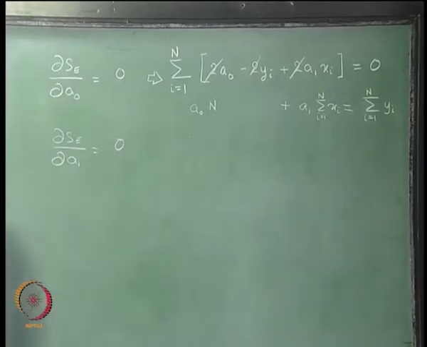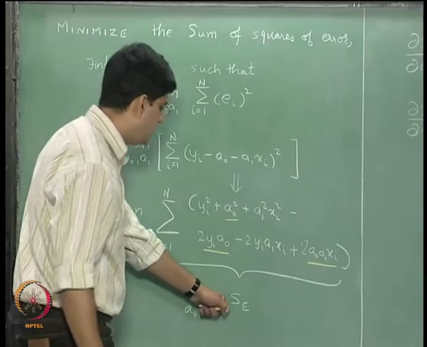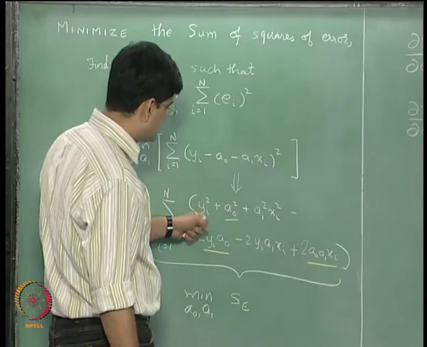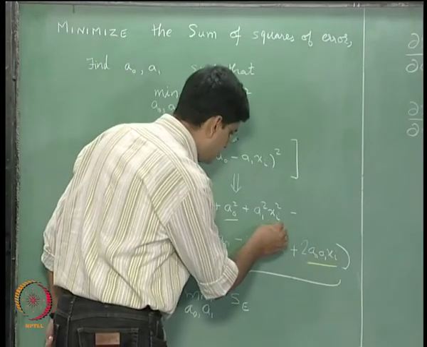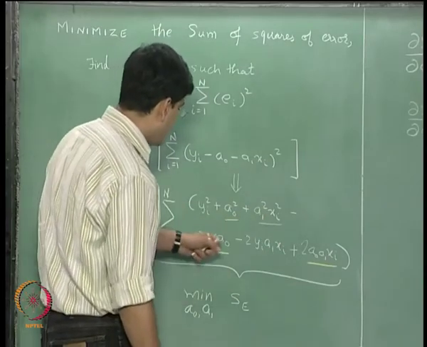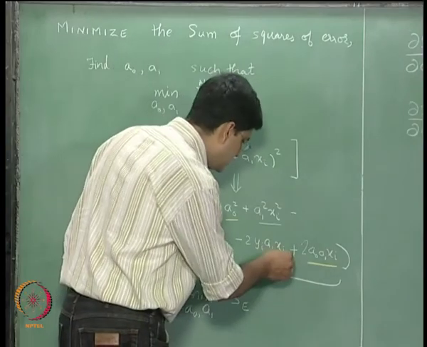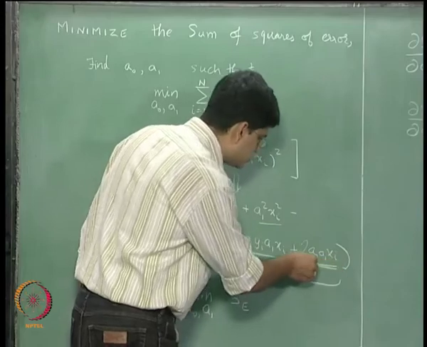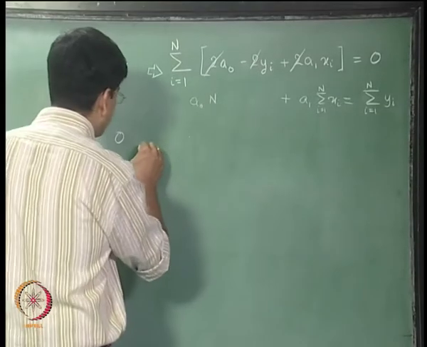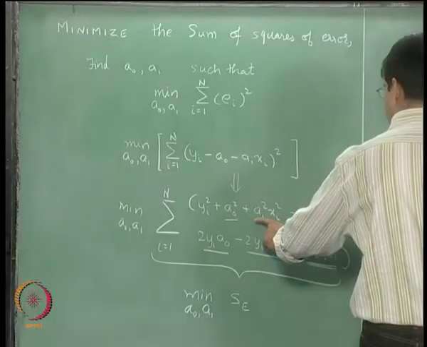Now, let us look at the second equation. The second equation is obtained by differentiating SE with respect to a1. Again, this particular term is going to vanish. This will be retained, and this will be 2 times a1 times xi squared. This term is going to vanish because there is no a1 term over here. This is going to be retained, and this term is going to be retained. So, like before, we will have 3 terms that get retained.